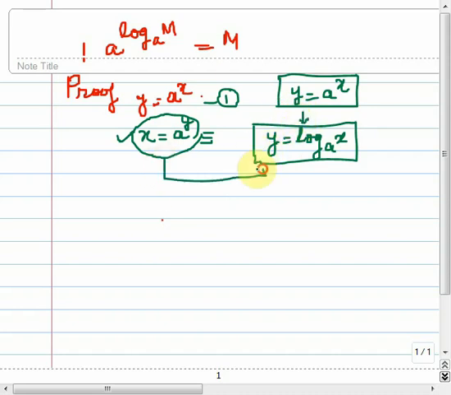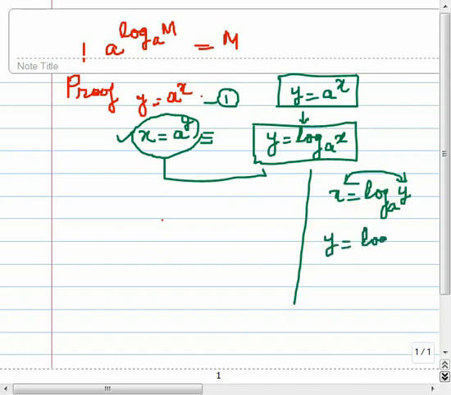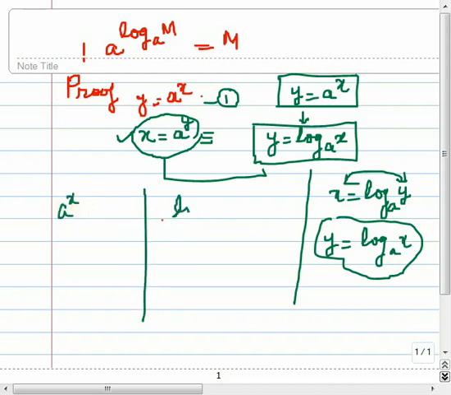How did we come from here? We do it as we did in the last lecture. x is equal to log y to the base a. It looks like this. Then we change the positions of x and y. y is equal to log x to the base a. So this is the equivalent of y is equal to a to the power x. So a to the power x and log x to the base a are inverse functions, right?